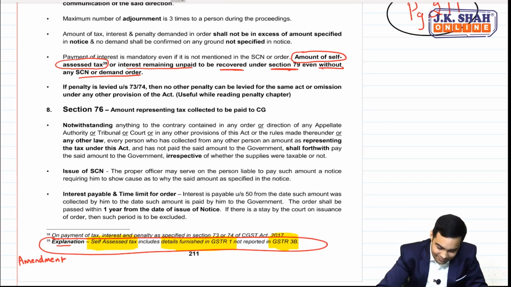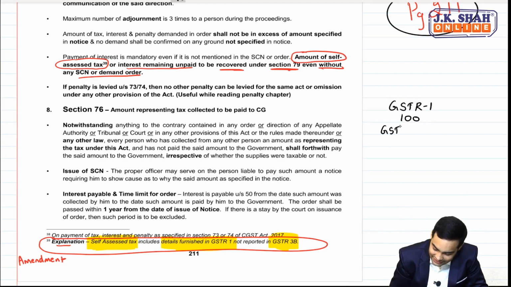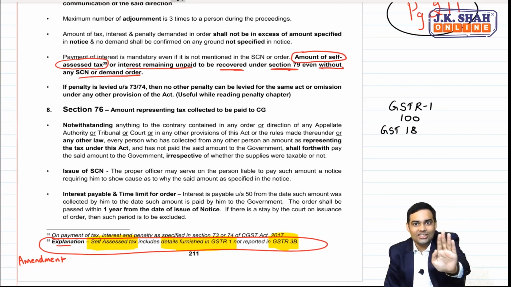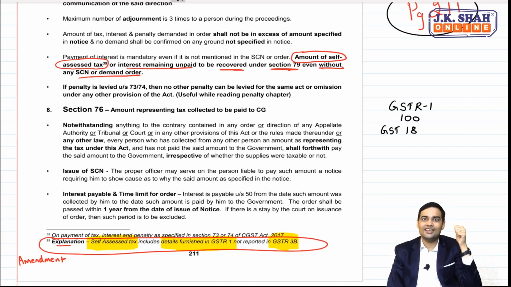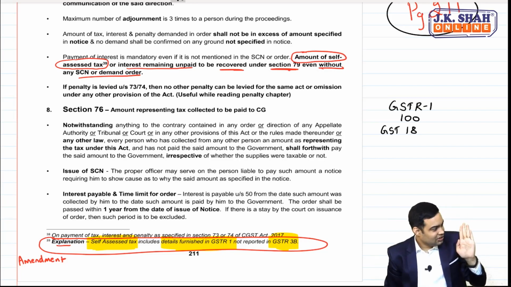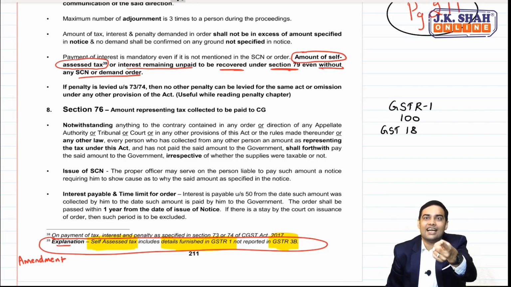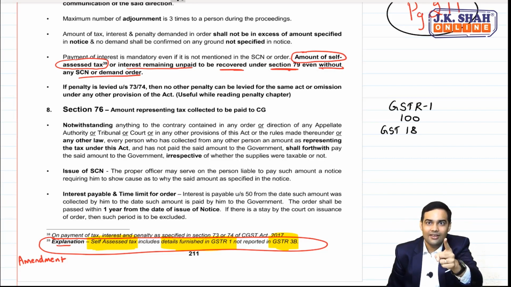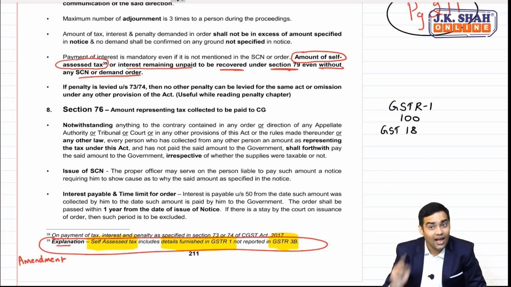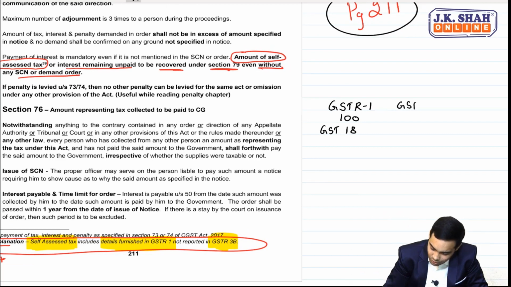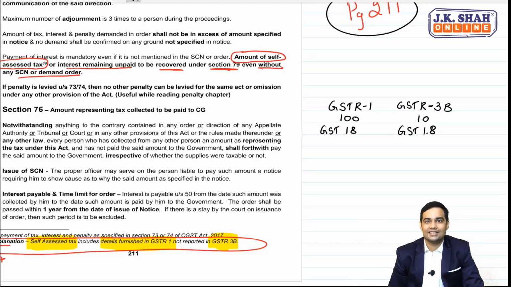I'll give you an example. In GSTR 1, you reported a turnover of 100 rupees, GST 18 rupees. When you report your GSTR 1 and it is available to your recipient in GSTR 2B, the other person can take ITC based on his 2B, if he is registered. Now, what did I do? I reported 100 in GSTR 1, but while paying taxes, I made it 10 and paid only 1 rupee 80 paise as taxes. Smart, sir.